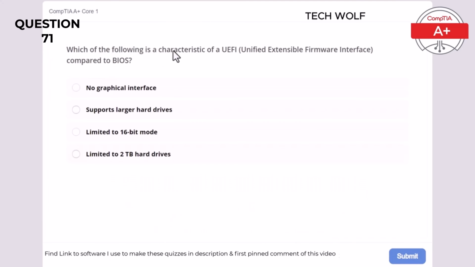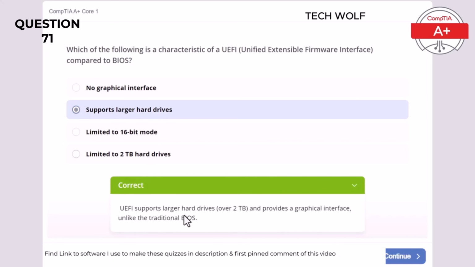Which of the following is a characteristic of UEFI, Unified Extensible Firmware Interface, compared to BIOS? So, which of the following is a characteristic of UEFI? No graphical interface, supports larger hard drives, limited to 16-bit mode, or limited to 2 TB hard drives. And here the correct answer is supports larger hard drives. UEFI supports larger hard drives over 2 TB and provides a graphical interface, unlike the traditional BIOS.